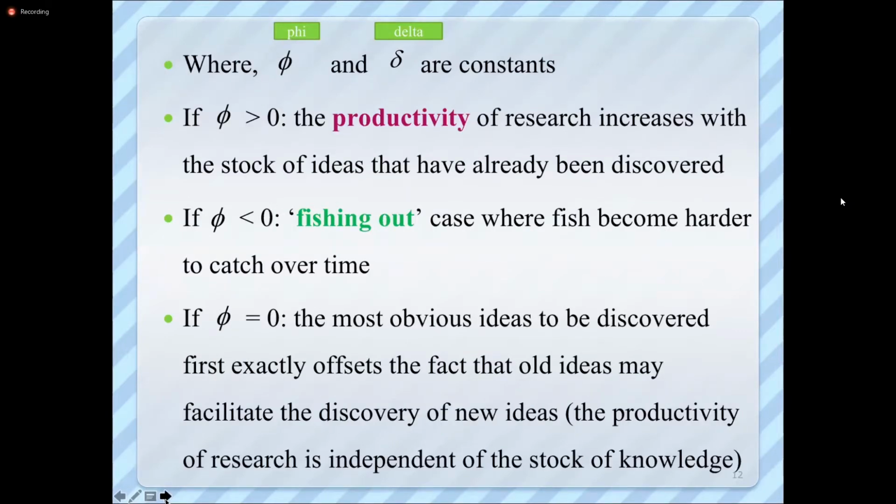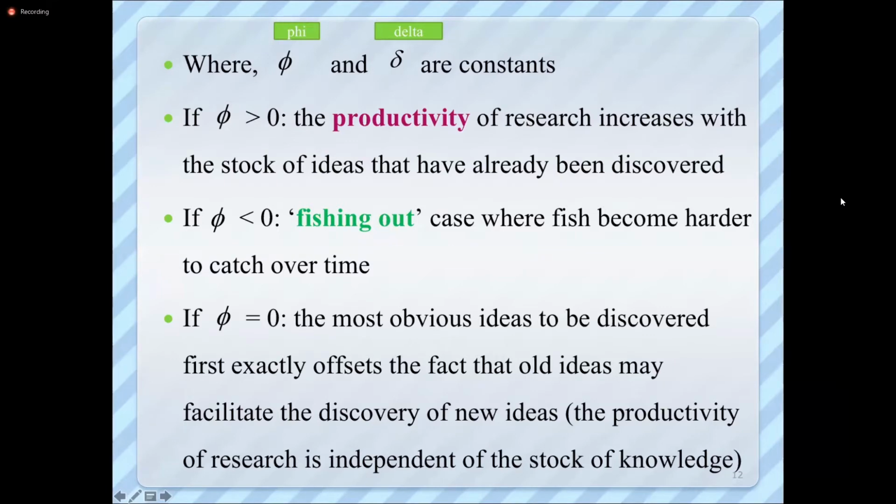Right. So if you look at those two constants, P and delta, these are constants. This P here explains the productivity of research. If the value of P is more than 0, this means that the productivity of research increases with the stock of ideas that have already been discovered, right? If P is less than 0, we call this a fishing out case.